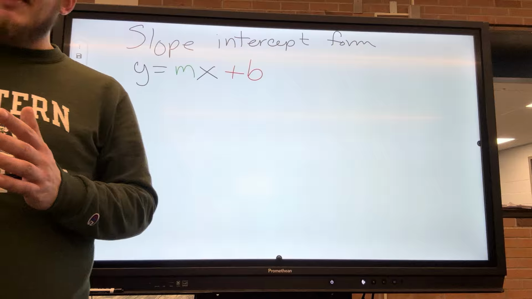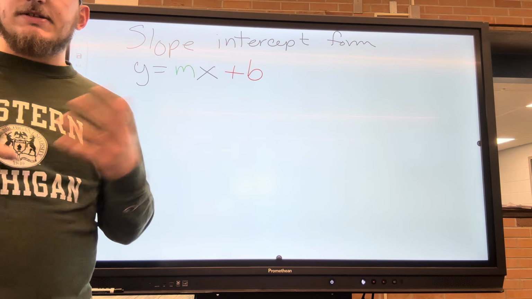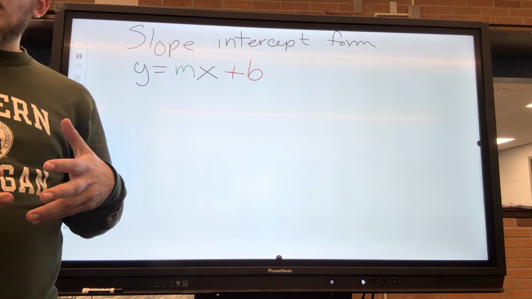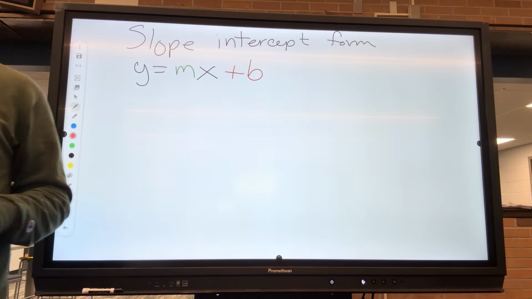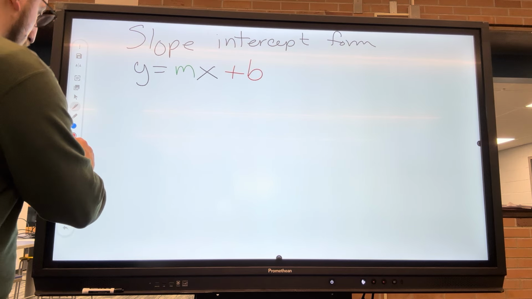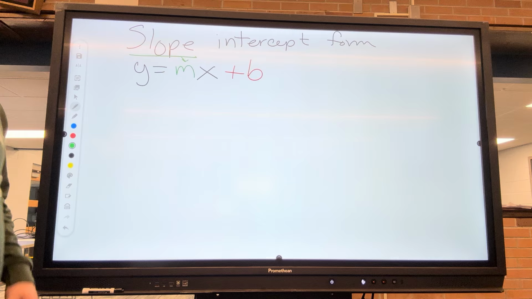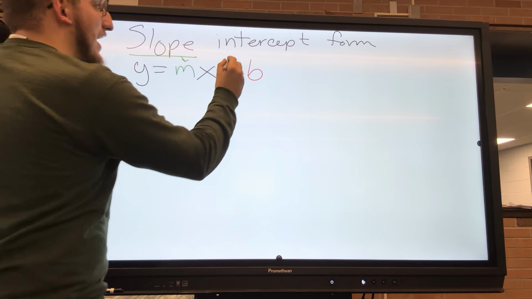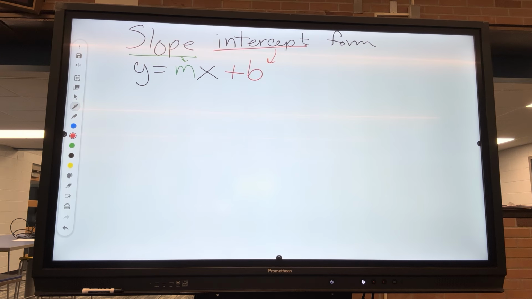This video is going to be about slope-intercept form. Slope-intercept form is useful because just by looking at it, you can graph a line very easily. So in slope-intercept form, it tells you two things. If you know the slope, you can put it right there. And if you know the y-intercept, it goes in here for b. Slope's the letter m, y-intercept's the letter b.